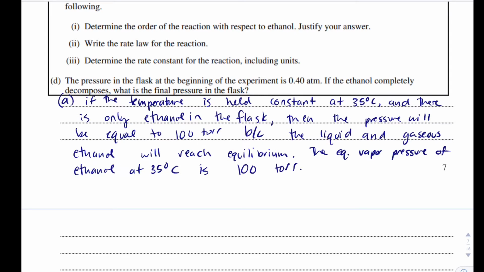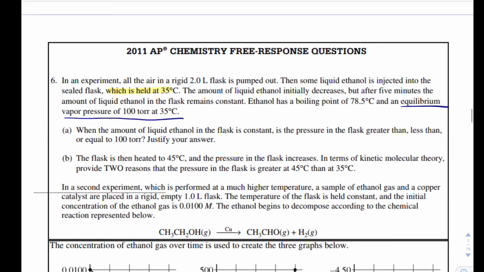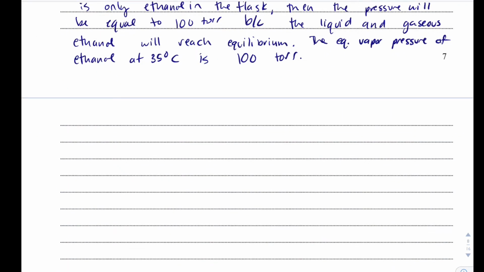Okay, kind of a random question, but maybe it'll be important for other parts of this. I'm looking at part B, they say the flask is then heated to 45 degrees Celsius and the pressure in the flask increases. Okay, that makes sense. In terms of kinetic molecular theory, provide 2 reasons. This is a very common question they ask on the AP test, why the pressure is going to be greater. So when you take the AP test, you should be prepared to answer this exact question because I can almost count up to 5 times where they've asked that exact question, to give 2 reasons why the pressure increased at a higher temperature.